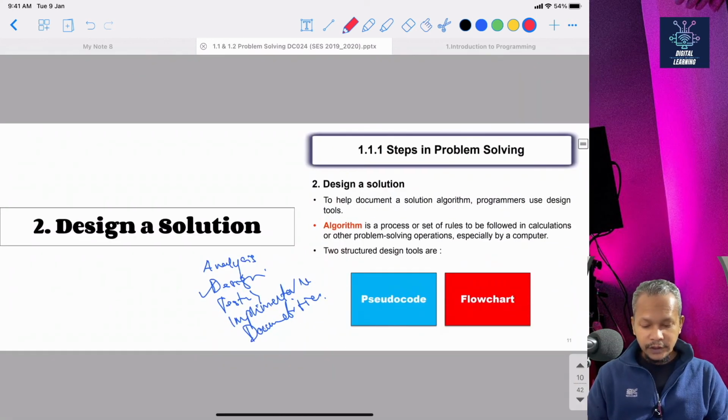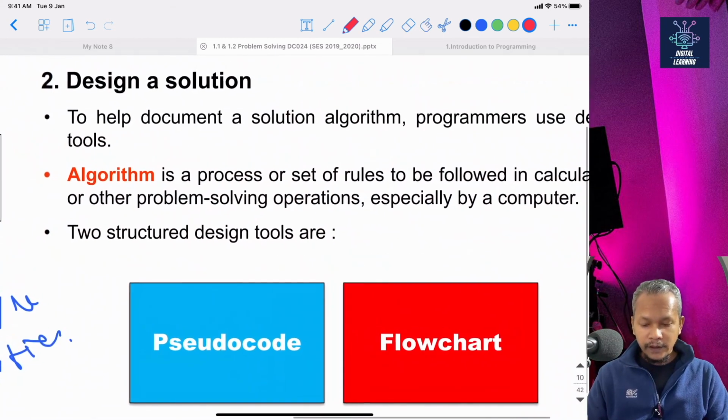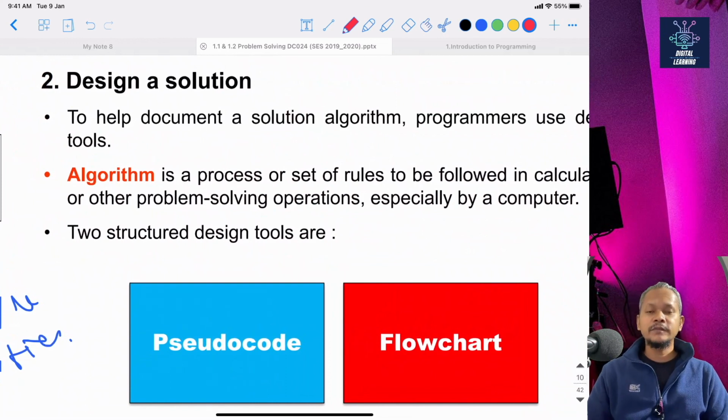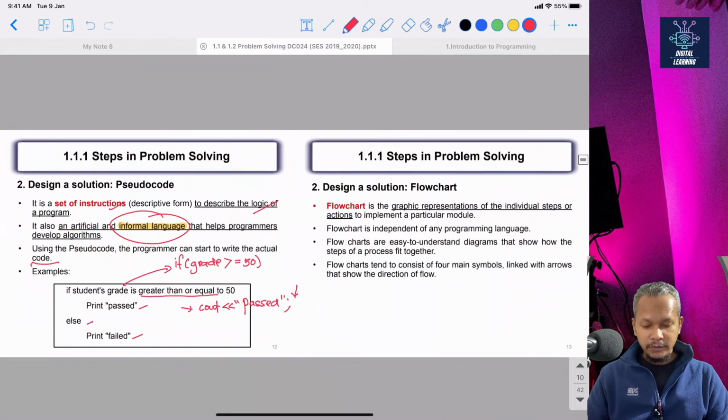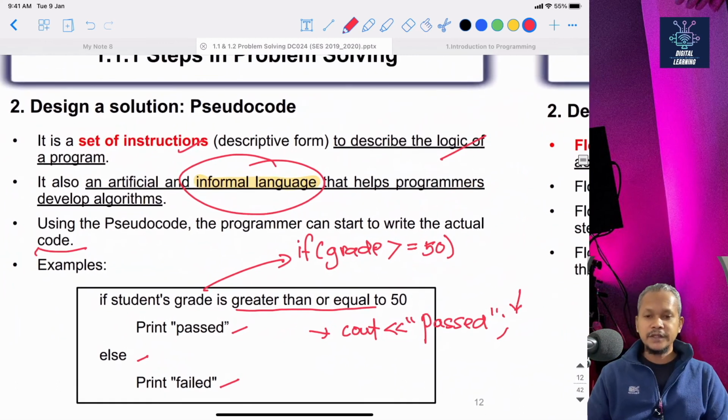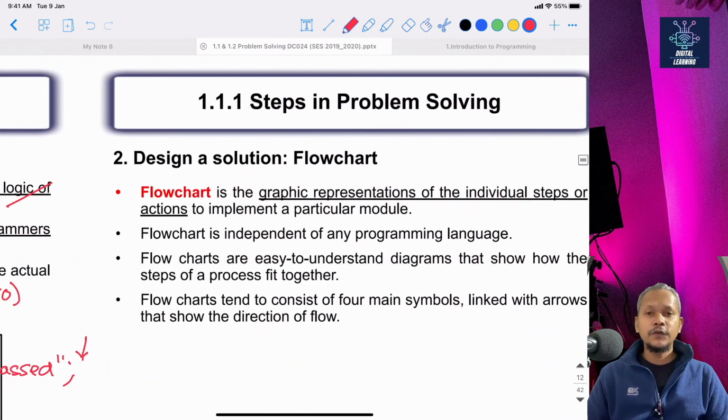And then you need to know about designing the solution, using two algorithm tools that are pseudocode and flowchart. You already learned about the pseudocode. Pseudocode is using informal language to help programmers develop algorithms. After this, I have a lot of questions. You need to write the pseudocode, and we will train. You need to train using your own language. We already have a sample example, and then using the flowchart.